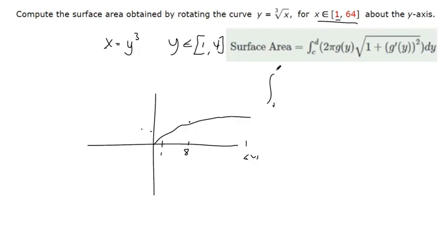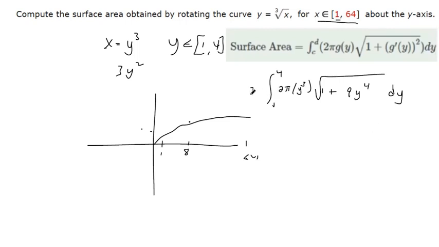So following the formula, integrate from 1 to 4 of 2 pi and then g of y. We just change it as y to the third. And it's a cube root of 1 plus the derivative with respect to y. So that would be 3y squared. And then we square that result. So 3 squared is 9. Y squared squared is y to the fourth. And then dy. Okay, so I think this is an integral we could do with u substitution.